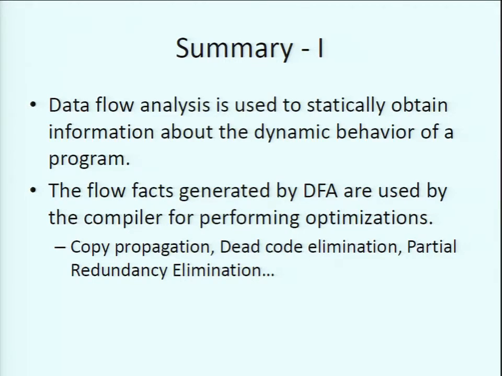So I will just summarize now. Data flow analysis is used to statically obtain information about the dynamic behavior of a program, and the flow facts that are generated by DFA are used by compilers for performing optimizations. We have seen two optimizations, constant propagation and code motion, but there are a number of other optimizations like copy propagation, dead code elimination, partial redundancy elimination, and so on. Each of these optimizations is going to require some input, and that input is provided by DFA.